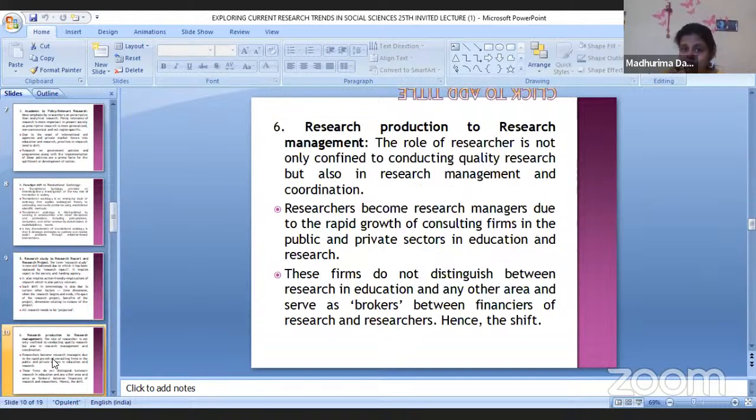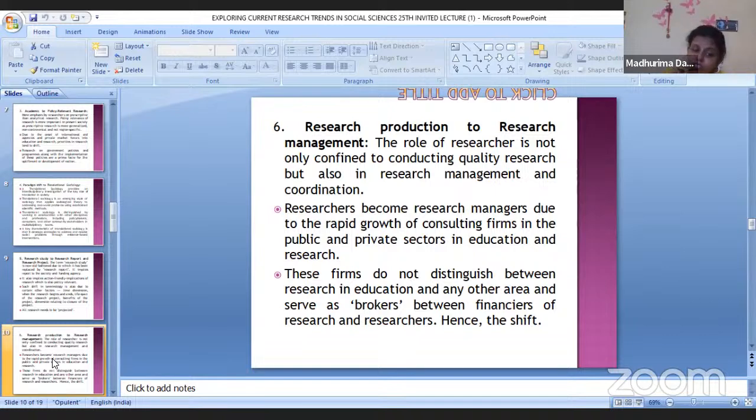The next transformation is from research production to research management. Now, the task of a researcher is not only to conduct quality research. Definitely, they will carry out quality research, that is prima facie. But it is not confined to only carrying out quality research, but also to being good research managers, to help in research management and coordination.